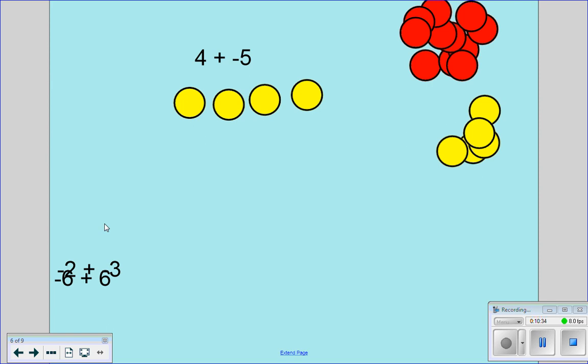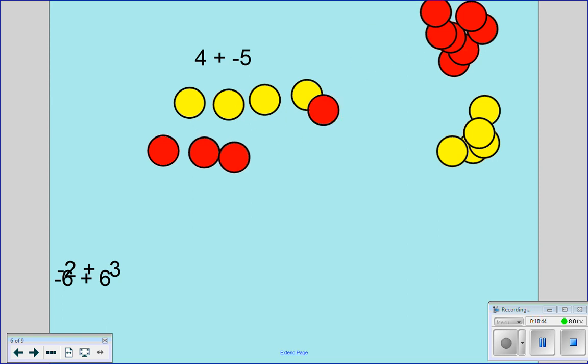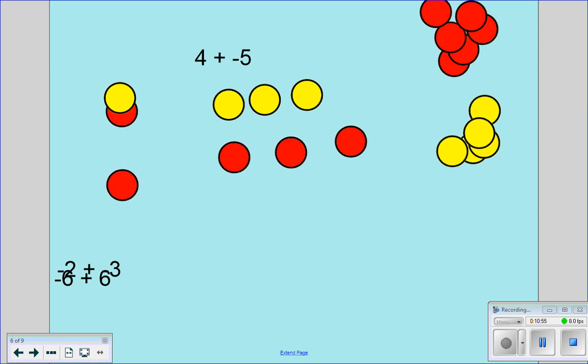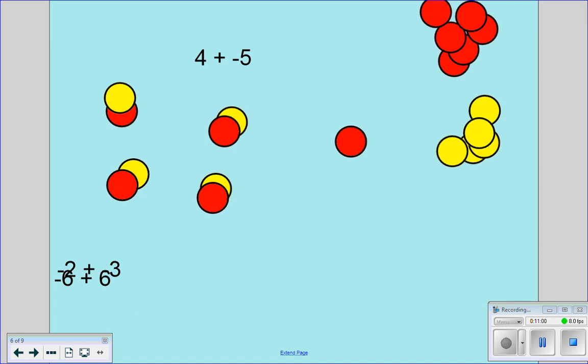Now what's my problem say to do, Maddie? 5 red tiles, because I'm adding negative 5. Yep, and since they're negative, they're going to be red. 3, 4, 5. Some zero pairs up here? Yes. So if you have them on your board, you can take away, like these two, this is a zero pair, going to cancel, going to cancel, going to cancel, going to cancel. What do I got left? Negative 1. Negative 1. That's my answer.